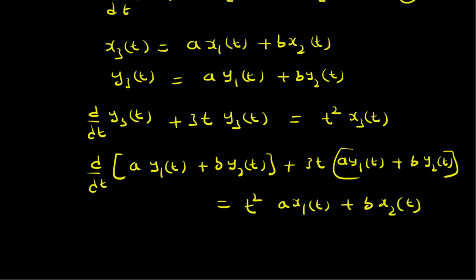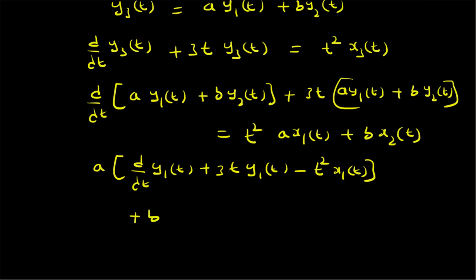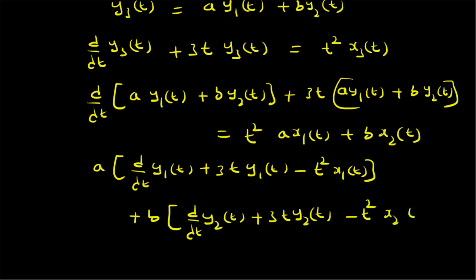Now gathering all the terms that have a as a common term, we get a times d by dt of y1 of t plus 3t times y1 of t minus t square times x1 of t, and then plus b times d by dt of y2 of t plus 3t times y2 of t minus t square times x2 of t is equal to 0.